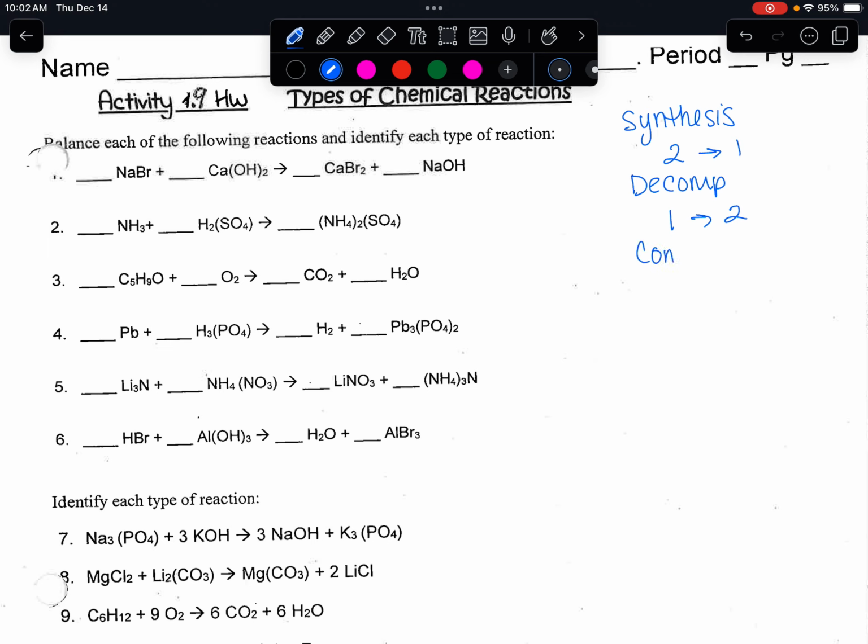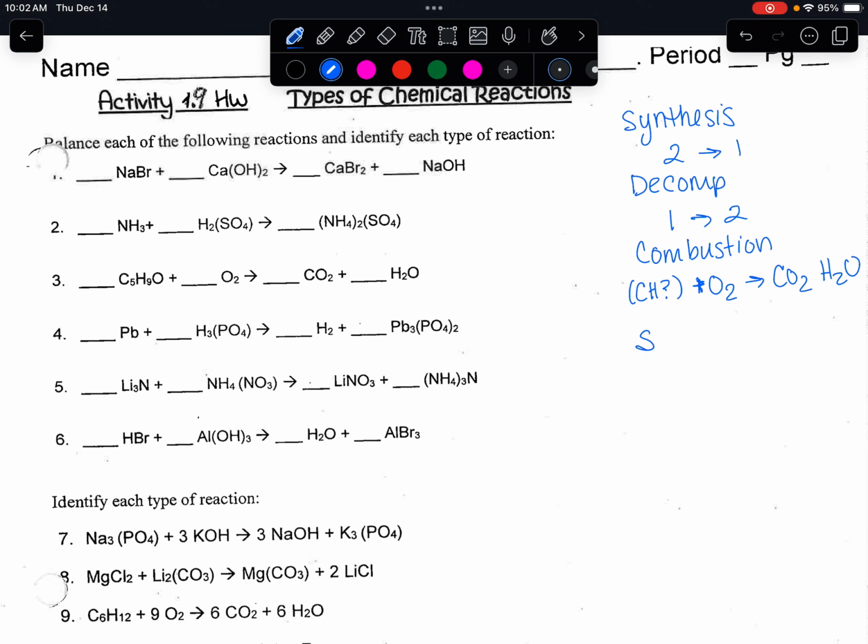Combustion is another easy one to identify because combustion is always some type of fuel which has C's and H's in it, plus oxygen. And that gives you carbon dioxide and H2O. So if you ever see that, something plus oxygen gives you carbon dioxide and H2O, that's always combustion.